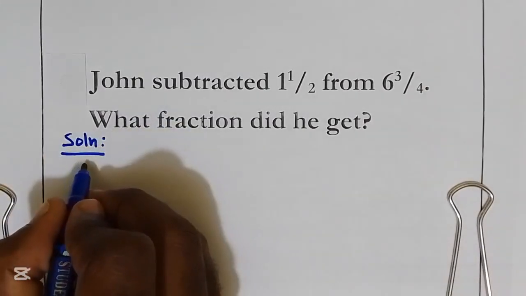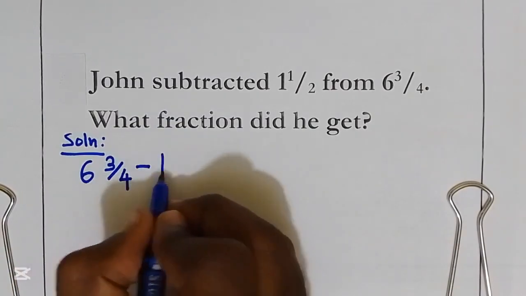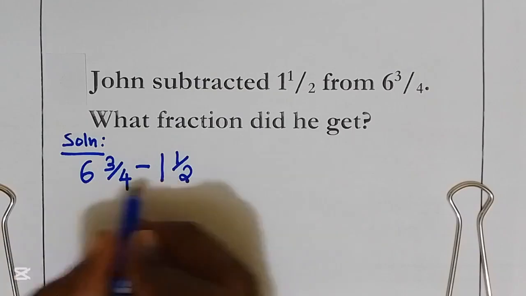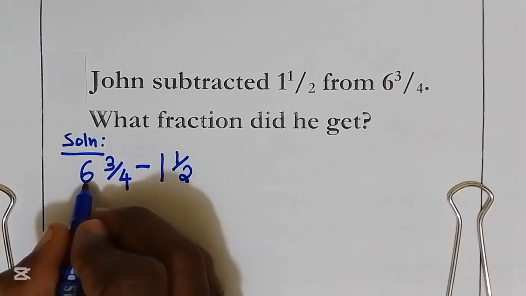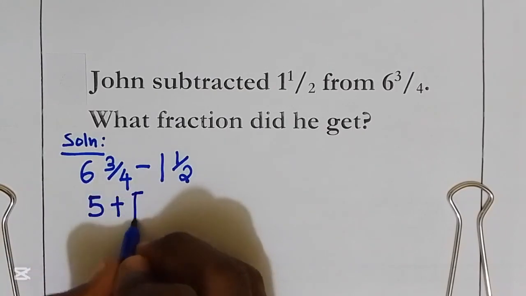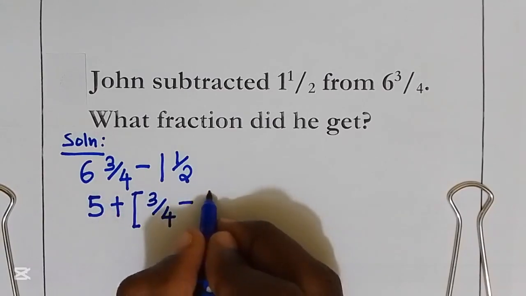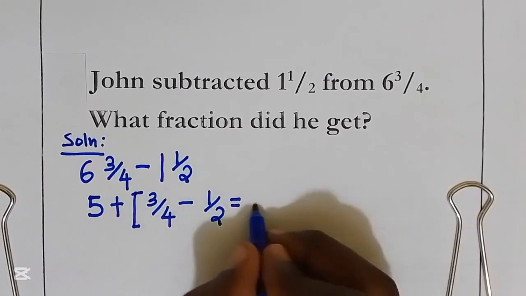So we are going to take 6 3 over 4, take away 1.5. In this case, we are going to take whole number take away whole number, and fraction take away fraction. 6 take away 1, we remain with 5, plus fraction take away fraction, that is 3 over 4 take away 1 over 2. This is equal to, the LCM is 4.